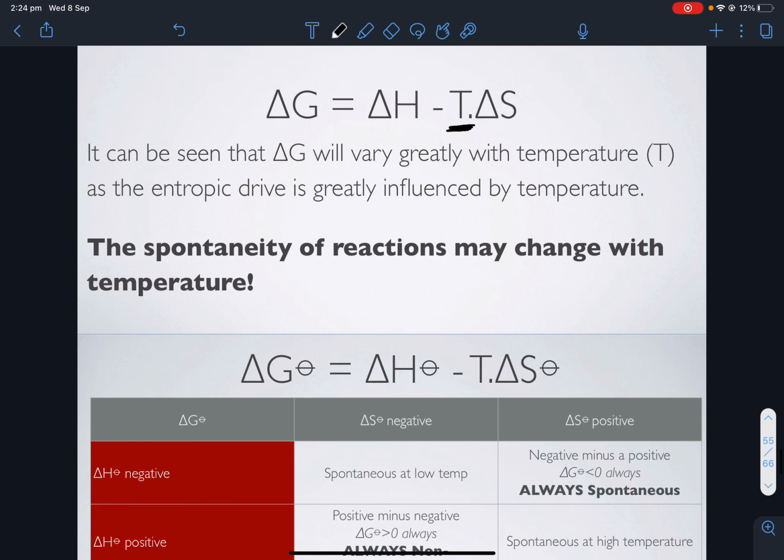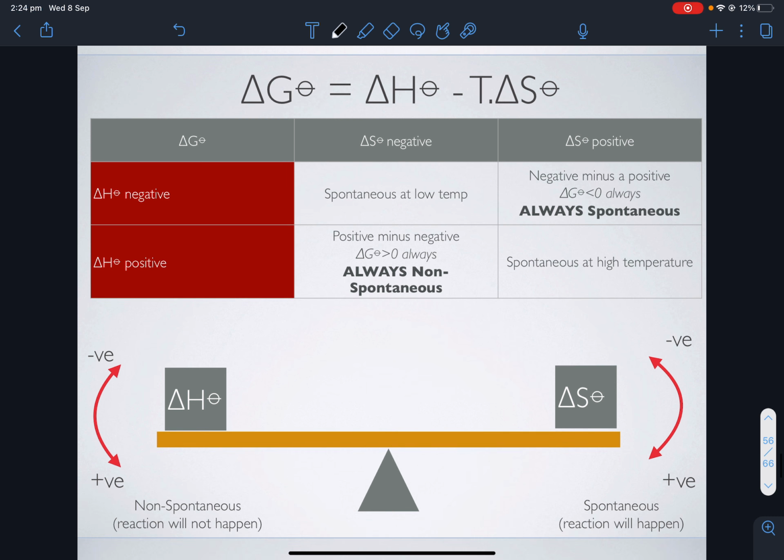Okay? So here's a table of what we've been looking at earlier. We've got our four cases here. If enthalpy is negative, so it's got the enthalpic drive, and entropy is positive, so it's got the entropic drive, we're going to get, for our Gibbs free energy, a negative minus a positive, okay?